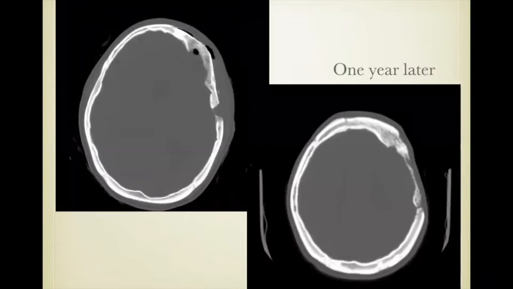I'll show you a couple cases. Here's the scan after replacement of the flap. You can see some of the air at the time of surgery. Now a year later, notice the marked thinning of the skull.